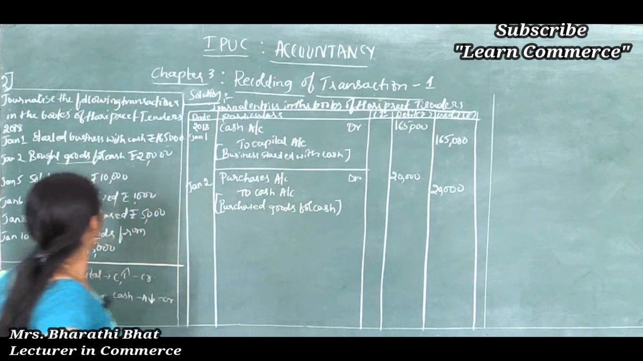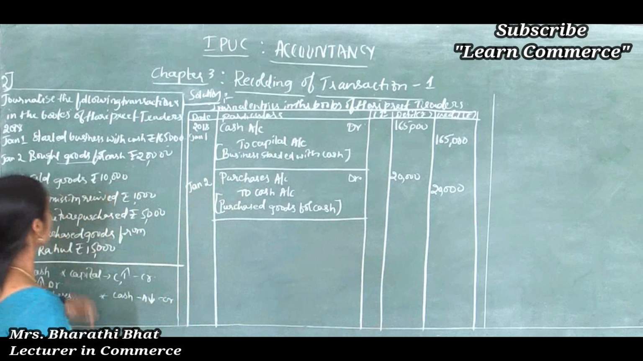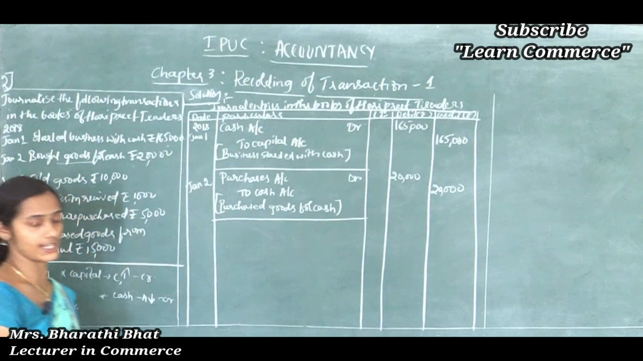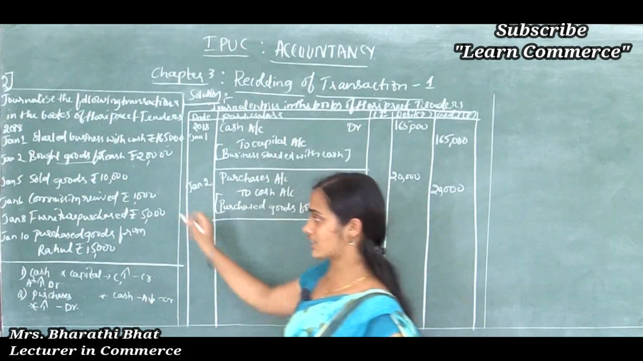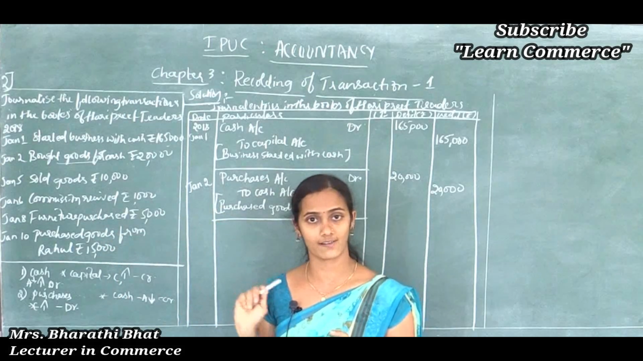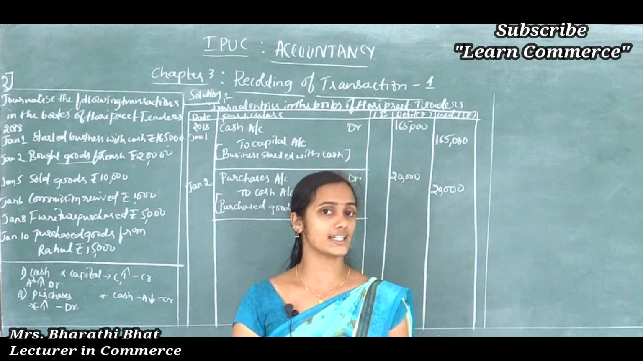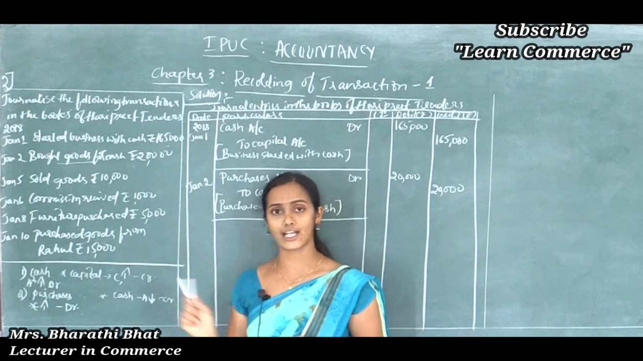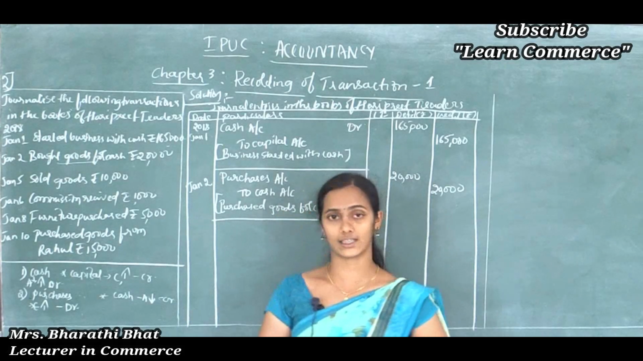20,000. And okay, the next third one, sold goods rupees 10,000. See, when there is a transaction like this, sold goods, then we should assume that the transaction relates to cash. It is not a credit transaction. We should assume like that. So sold goods rupees 10,000.